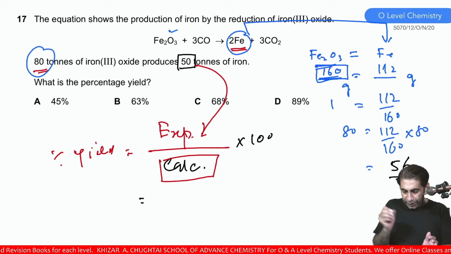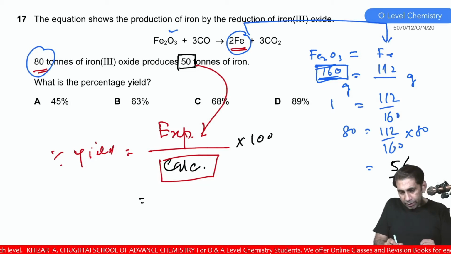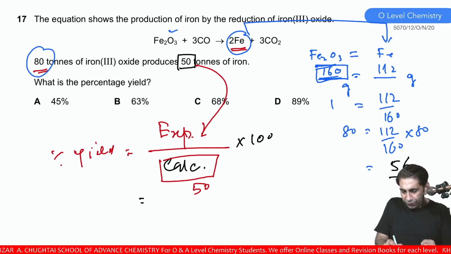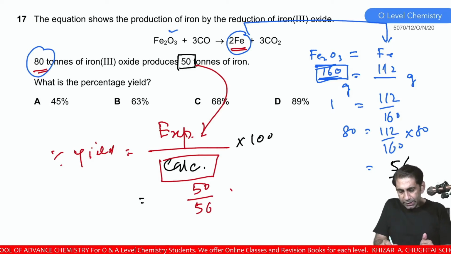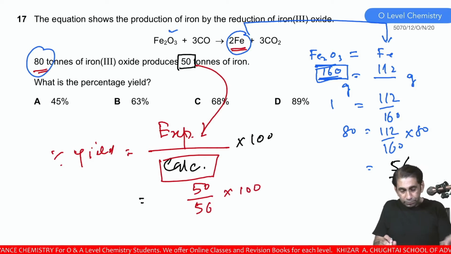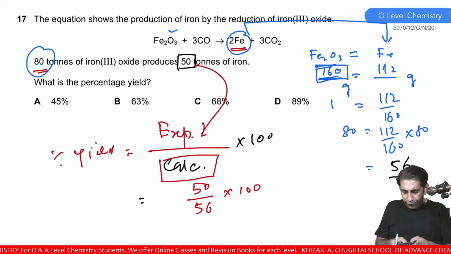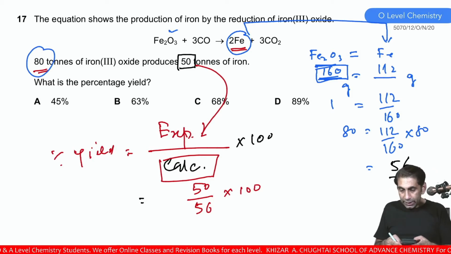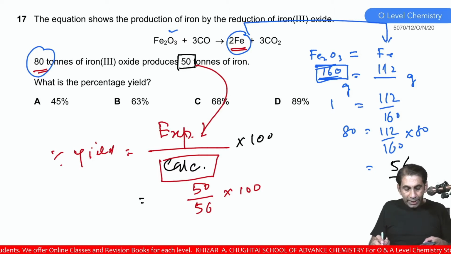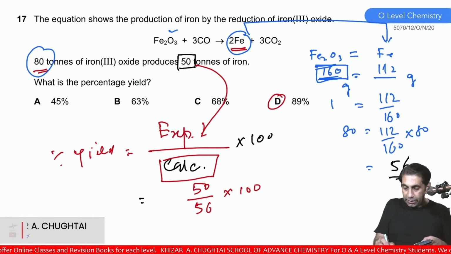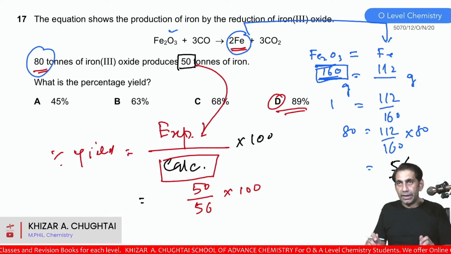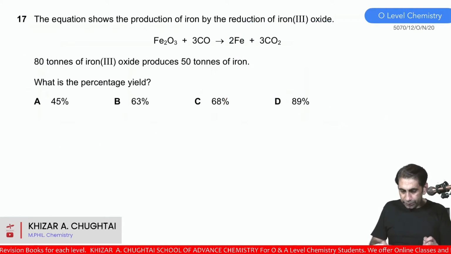So I am going to find the percentage yield. The iron that was formed experimentally is equal to 50. Expected according to the calculation was 56, into 100. So 50 divided by 56 multiplied by 100 is equal to 89.28. D is the correct option.